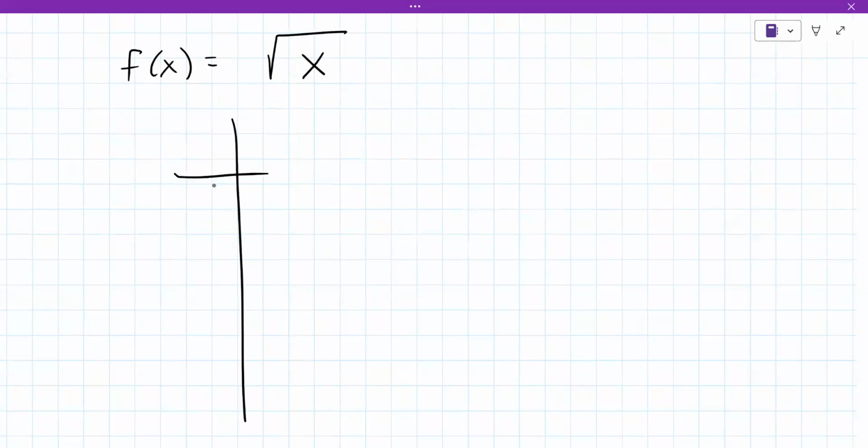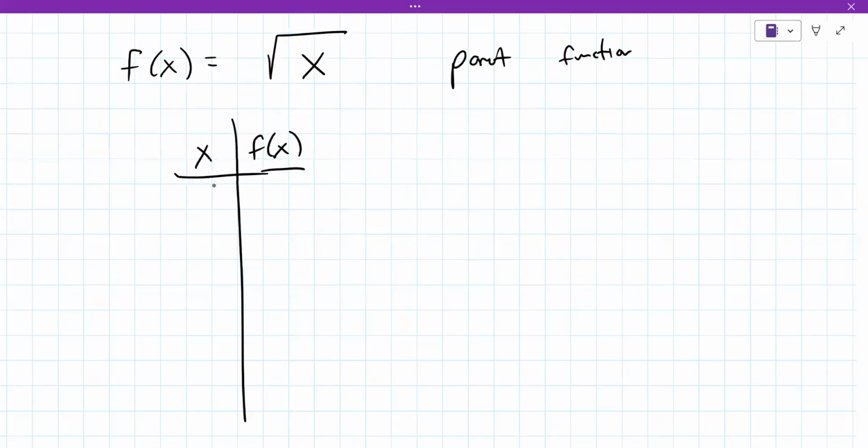This is called the parent function. And the reason is everything else kind of looks like it. It's like you kind of look like your parents. You share some of their traits, qualities, physical features, all that stuff.